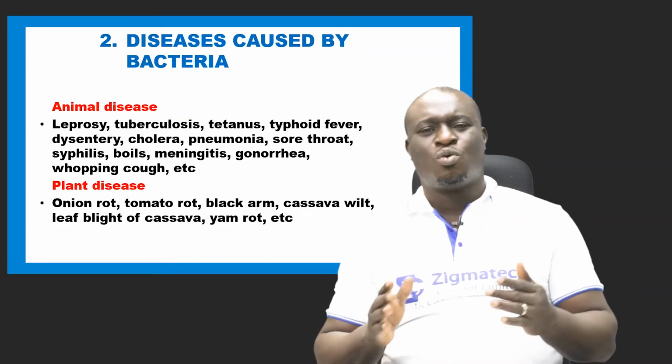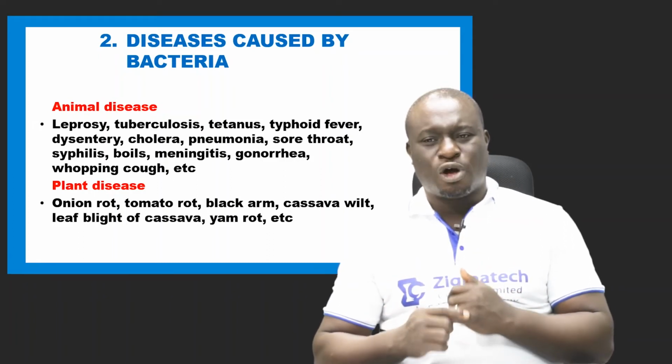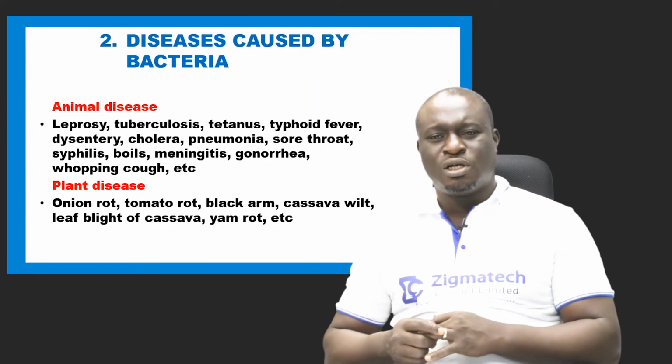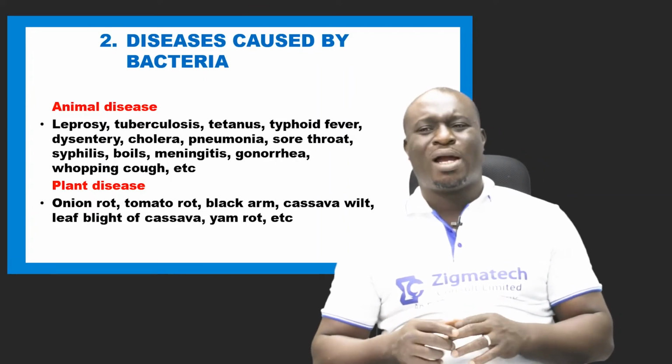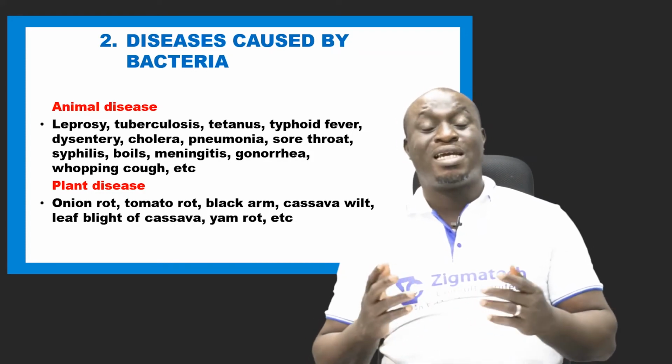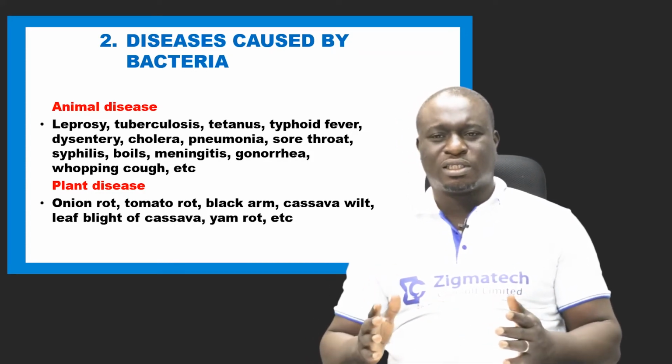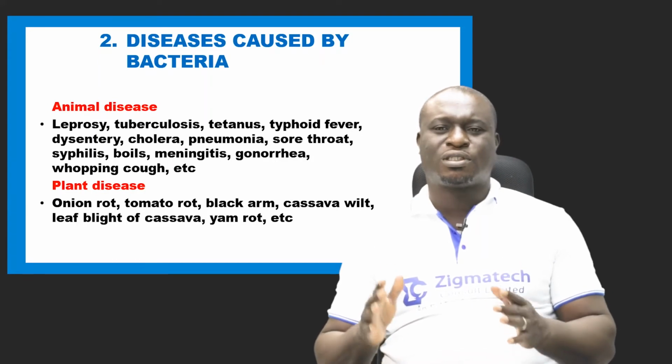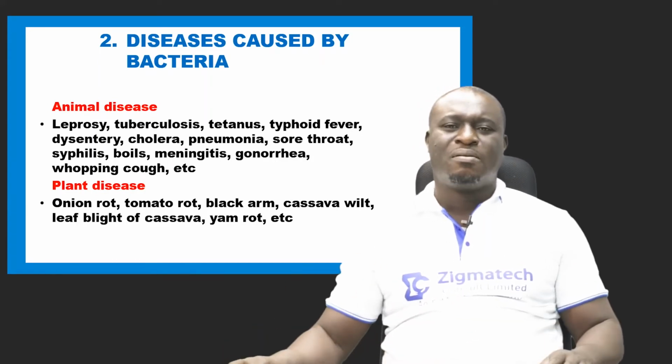In plants, we have diseases like onion rot, tomato rot, black arm, cassava wilt, leaf blight of cassava, yam rot, and so many others. These are the diseases caused by bacteria in plants.